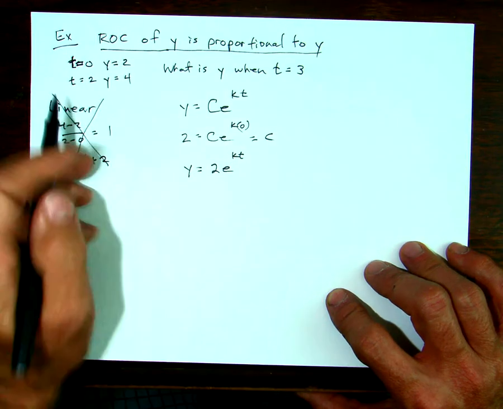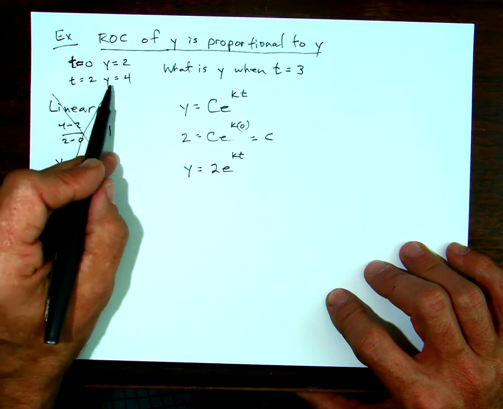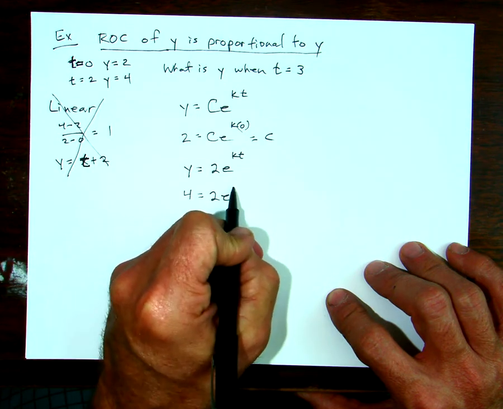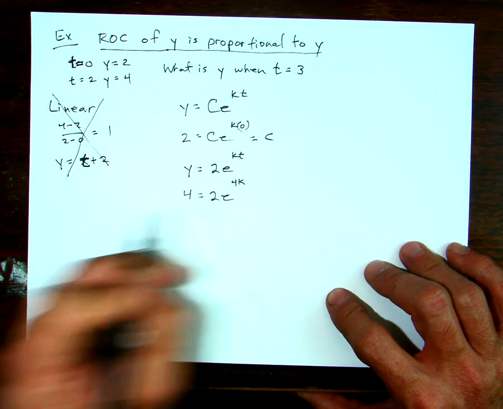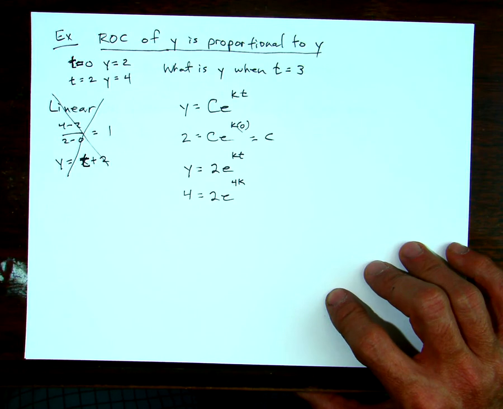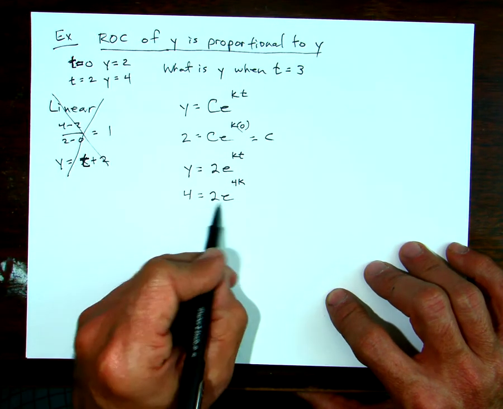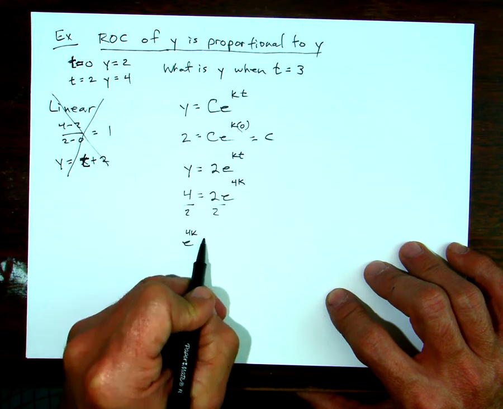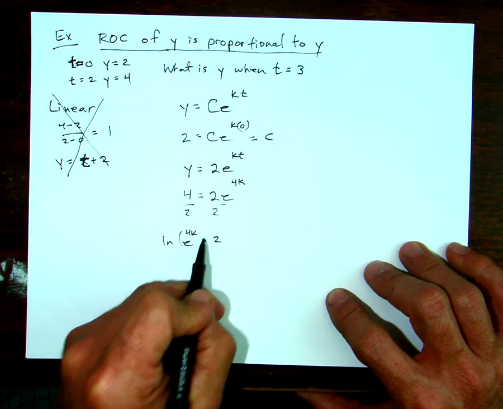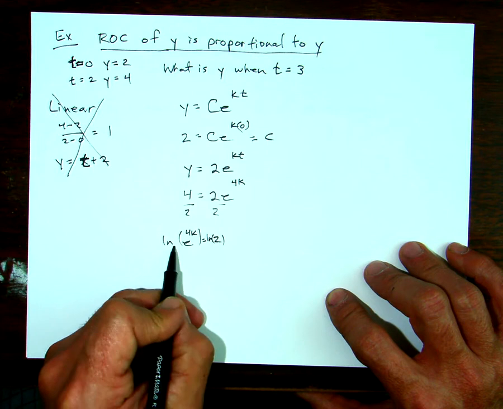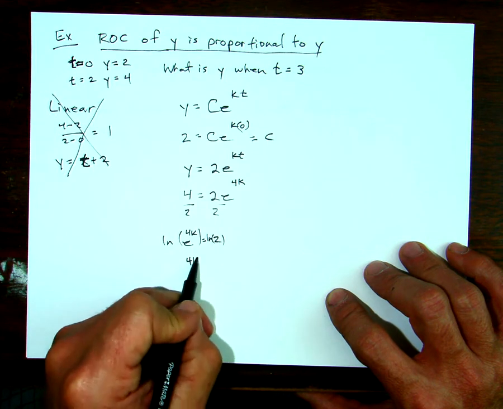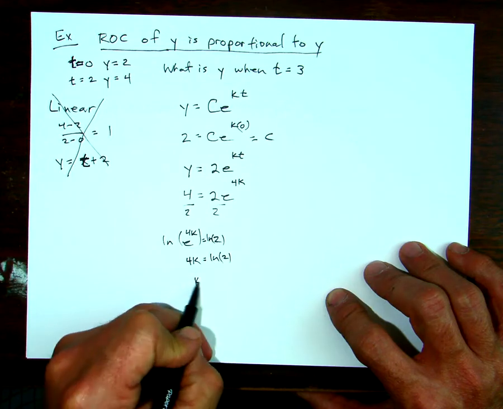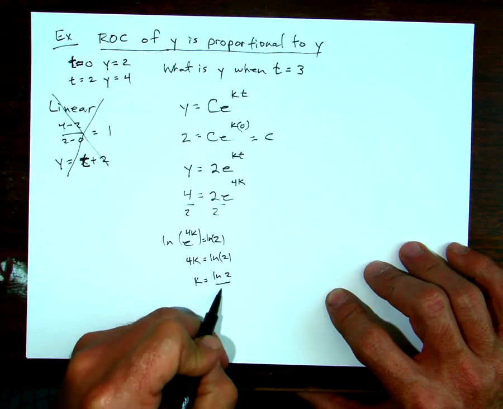Now we use our other bit of information. We'll put in 2 for t and 4 for y. So 2e to the, and I'm going to call this 4k. Right? Okay, now we just need to solve for k. So first I can divide through by 2. So I get e to the 4k equals 2. Take the natural log of both sides, because natural log of e to anything is just that thing. So 4k equals natural log of 2, and k equals natural log of 2 over 4.